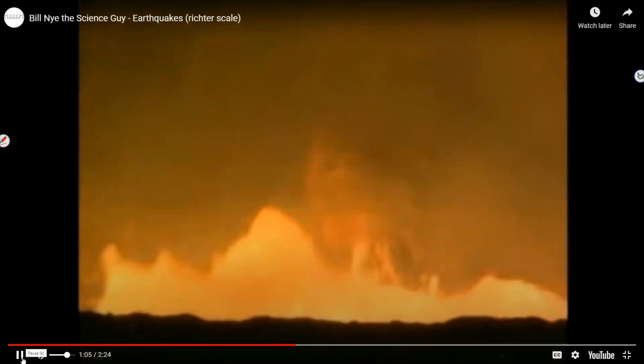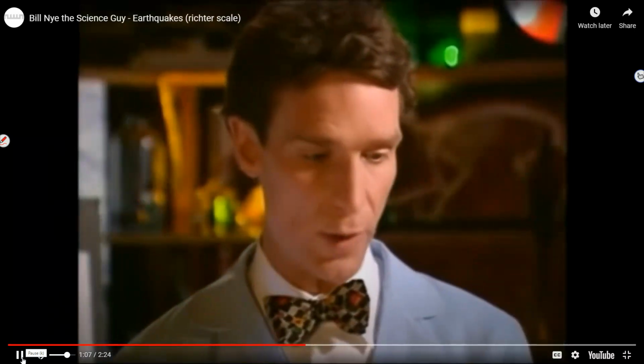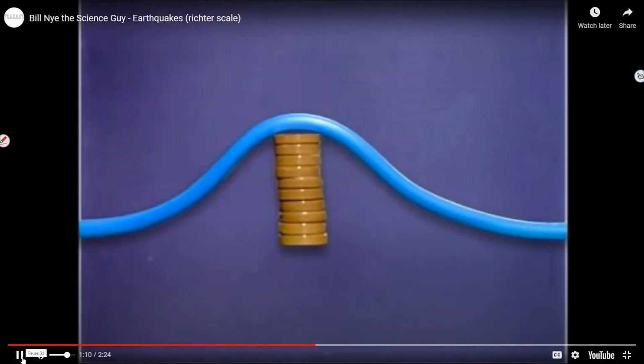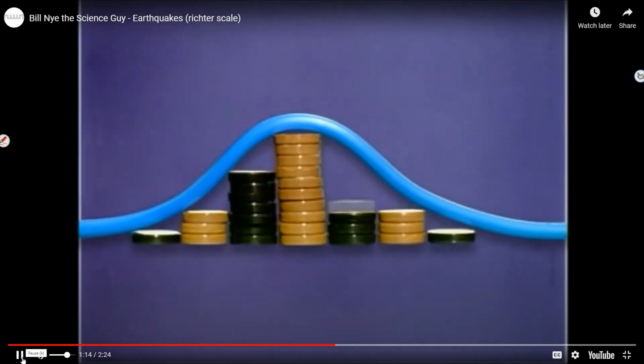The chips are like the energy in an earthquake. So when the ground moves 10 times as much, it has a lot more energy, about 32 times as much energy. And we have 32 times as many chips.